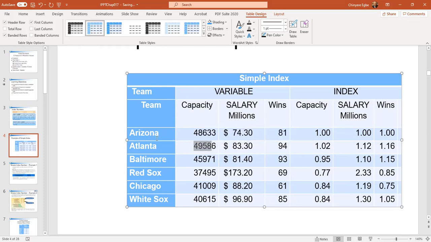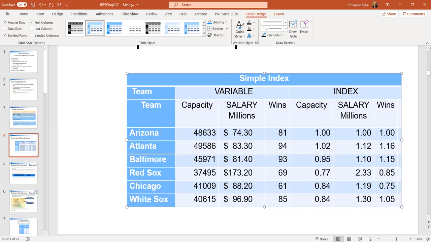What is the capacity for Arizona? 48,633. And the capacity for Atlanta is 49,586. Now, we want to compare Arizona, Atlanta, Baltimore, Red Sox, Chicago, and White Sox. We want to compare them to Arizona. And so Arizona is the base. So when we compare capacity, we divide every other value here by Arizona's value.